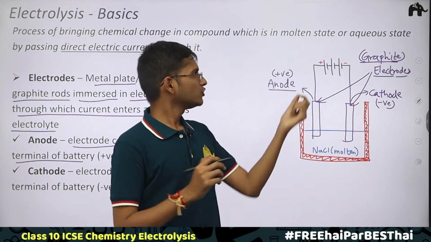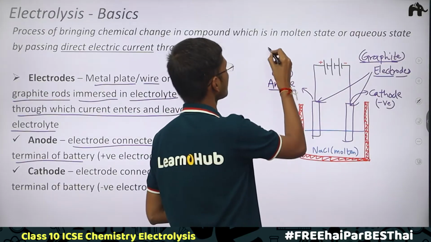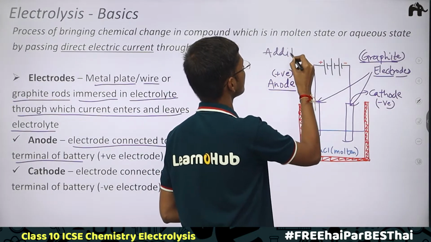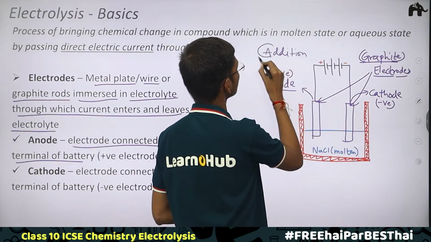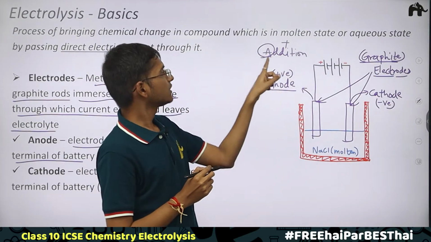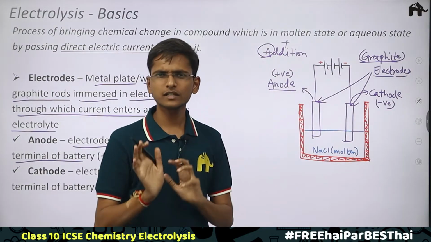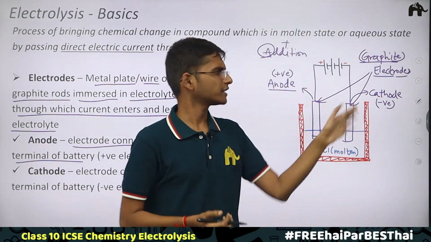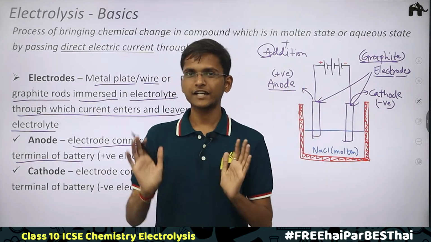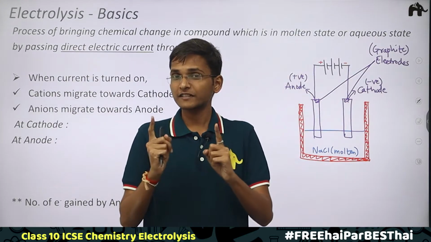It's very simple. You just have to remember it this way: anode starts with A, and addition starts with A. Addition means plus, right? So A for addition, A for anode, which means the anode is connected to the positive terminal. Clear? Then it is understood that the cathode would be connected to the negative terminal. Okay, so now enough with the setup. Now let's get into action.